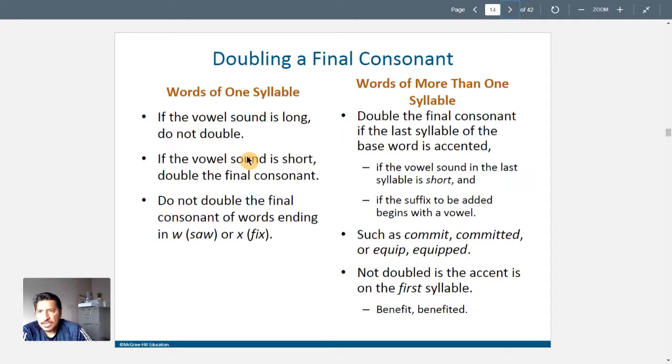Doubling a final consonant, like these are the words, they try to give an example. If the vowel sound is long, do not double. If the vowel sound is short, double the final consonant. So this is an art, where you can develop those learning or writing skills.